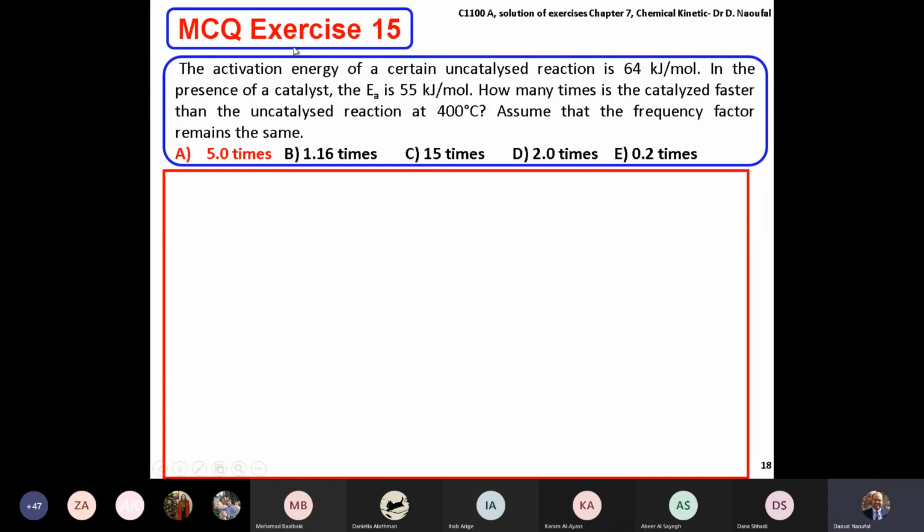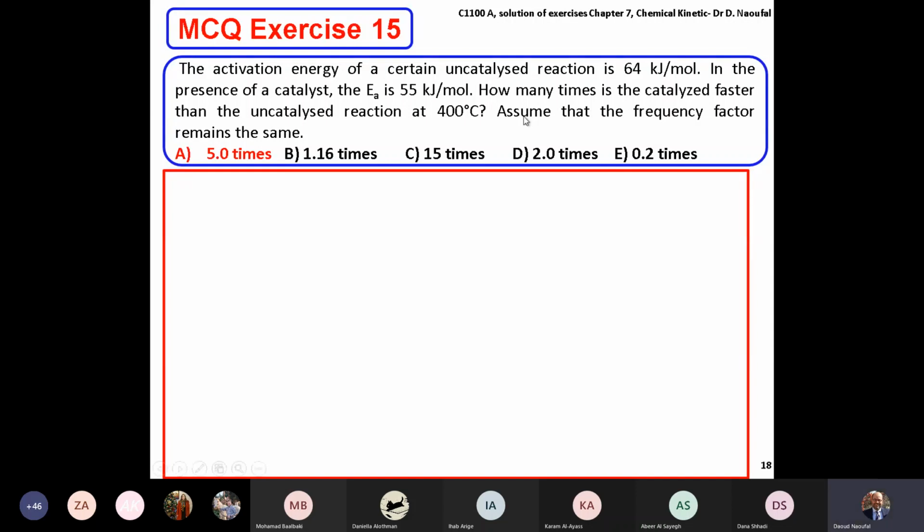Multiple choice. Question 15. The activation energy of a certain non-catalyzed reaction is 64 kilojoules per mole. When we add a catalyst, the activation energy will decrease. So the new activation energy is Ea equals 55 kilojoules per mole. How many times is the catalyzed reaction faster than the non-catalyzed at the same temperature, 400 degrees? Assume that the frequency factor remains the same.